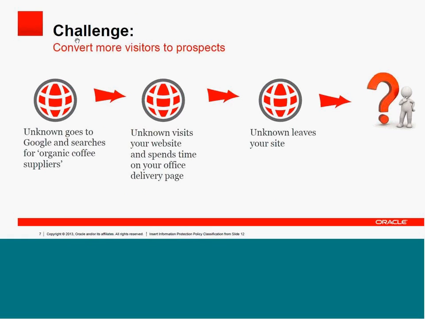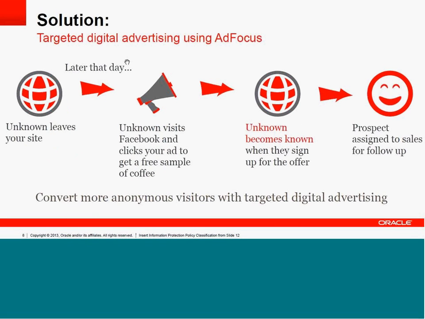So I'm going to skip over this here, and these are going to be the last few slides we'll take a look at. But really, the challenge is converting more visitors into prospects. So if an unknown goes to Google and searches, for example, organic coffee suppliers, the unknown visits the website, spends a little time on the website, takes a look at a few different pages, but then leaves your website. Then what? It's the inevitable question mark. What do we do from there? Well, with a solution like Eloqua AdFocus, the unknown leaves your site, the unknown visits Facebook and clicks your ad to get a free sample of coffee. Unknown becomes known when they sign up for the offer, prospect assigned to sales for follow-up.